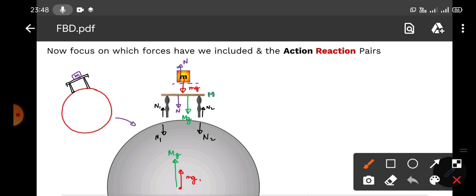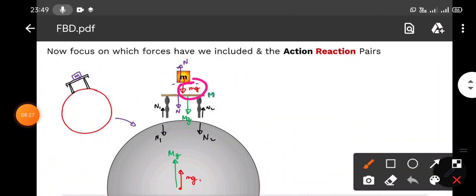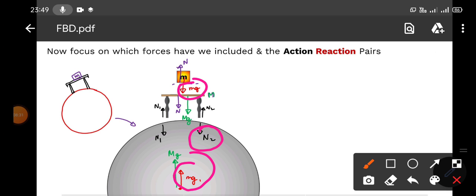Remember, every force lies in a pair, but you can clearly see the action-reaction pairs are not applied on the same body. They are applied on different bodies. Here mg is applied on the block, but the other mg is applied on the earth. This N1 is applied on the surface, this N2 is applied on the ground, and the other N2 is applied on the table. So these action-reaction pairs are applied on different objects.